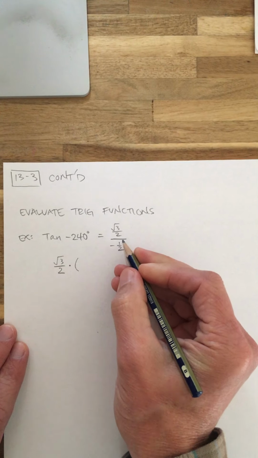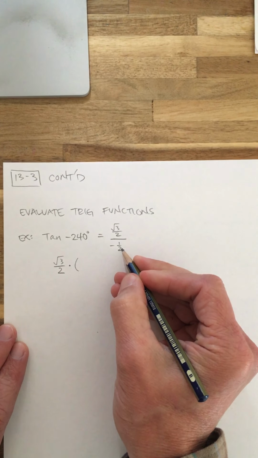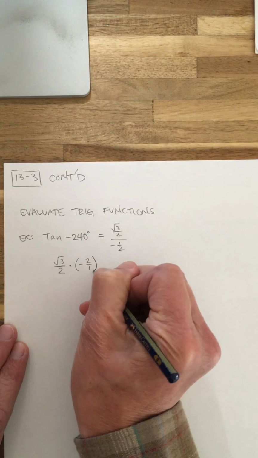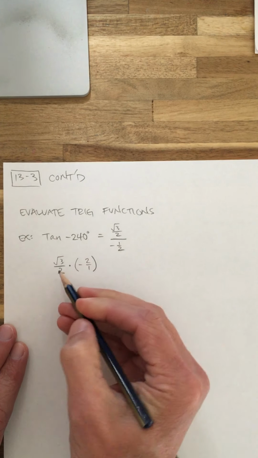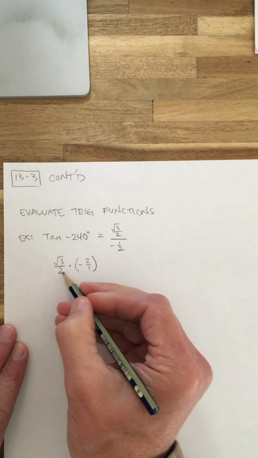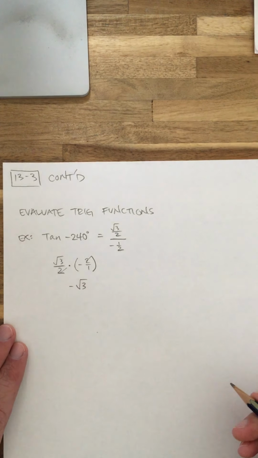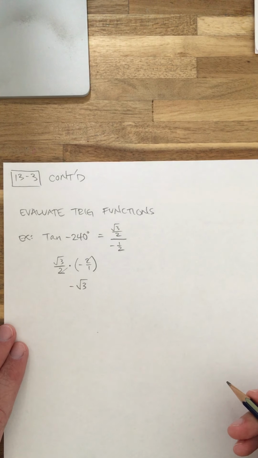And then we're dividing by this. So divided by 1/2 is times by negative 2, right? So negative 2 over 1, same thing. So this divided by that is this times the reciprocal. The 2's cancel, and we're left with negative radical 3. Okay, so there's the tangent of negative 240.